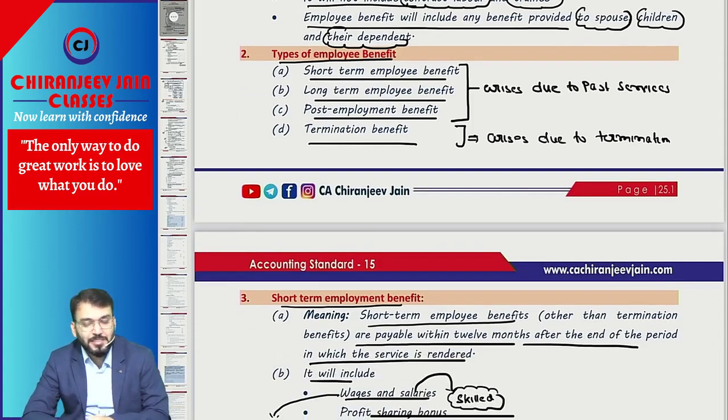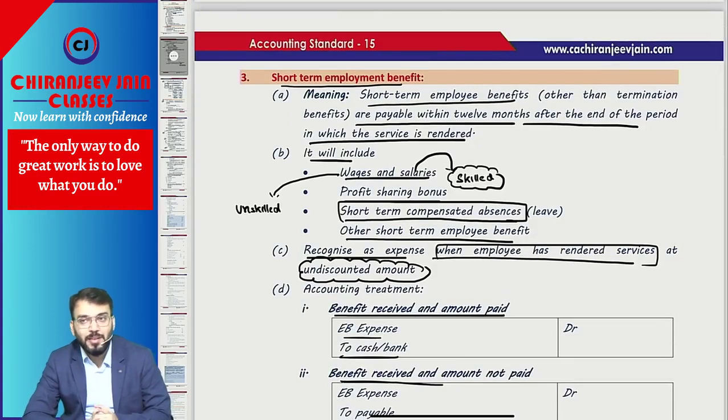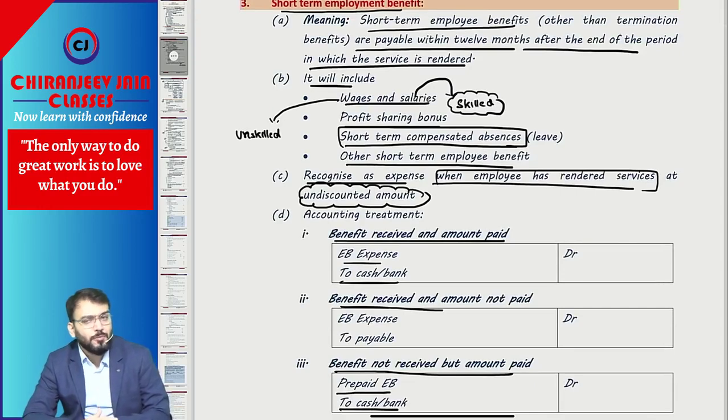Then for accounting purposes, entire employee benefit was divided into 4 parts: short-term employment benefit, long-term employment benefit, post-employment benefit and termination benefit. We have done short-term employment benefit. Any employee benefit which is payable within 12 months from the end of the reporting period will be short-term employment benefit. It will include wages, salaries, profit sharing bonus, short-term compensated absences or any other short-term employment benefit.